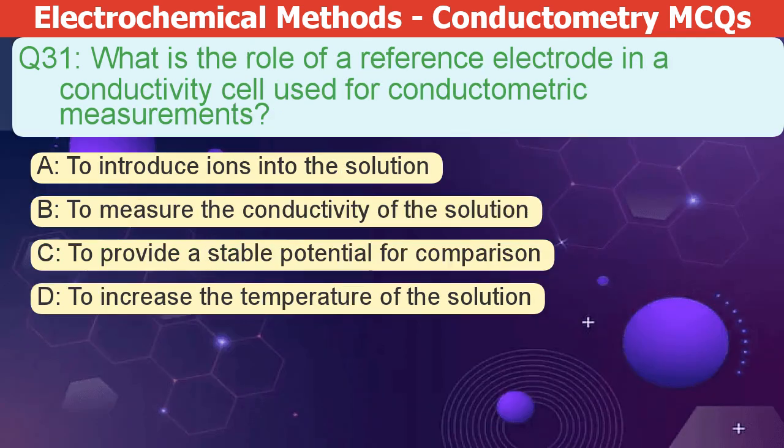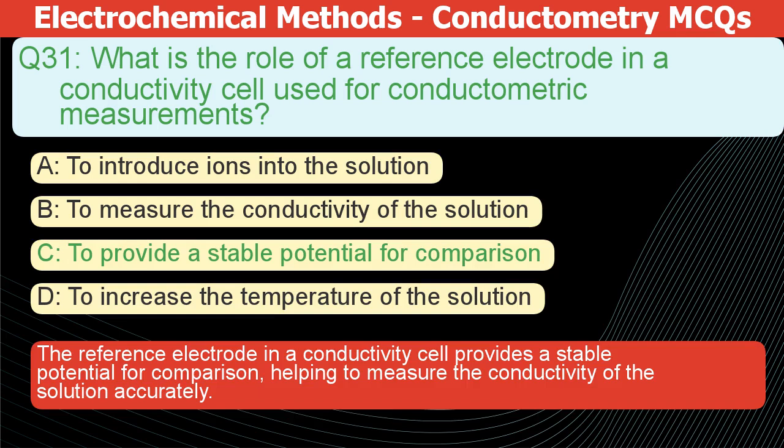What is the role of a reference electrode in a conductivity cell used for conductometric measurements? A. To introduce ions into the solution. B. To measure the conductivity of the solution. C. To provide a stable potential for comparison. D. To increase the temperature of the solution. The correct answer is C. The reference electrode in a conductivity cell provides a stable potential for comparison, helping to measure the conductivity of the solution accurately.